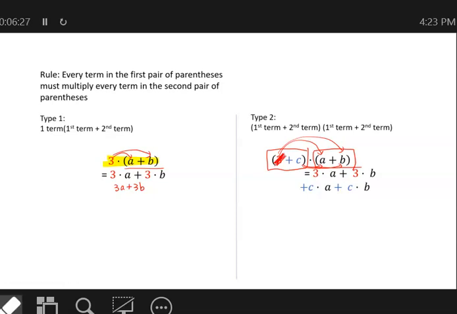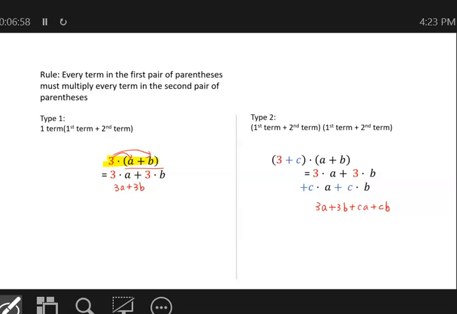After we finish distributing both 3 and C, now we can look at the final answer. Again, those dots can be omitted. So if we put them closer together, it's 3A plus 3B plus CA plus CB. Notice that none of these are like terms, so you will just have to stop there. And this second example is applying the distributive property 2 times.